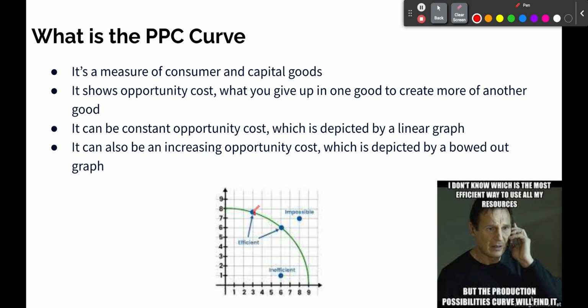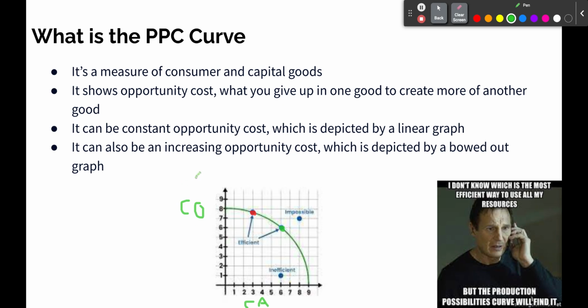Here we can see two dots, this one and this one. In this situation, let's say that the y-axis is consumer goods and the x-axis is capital goods. Basically, initially, you were creating 8 consumer goods for 3 capital goods. Now, you're creating 6 consumer goods for 6 capital goods. So, you're giving up 2 consumer goods for 3 capital goods. This makes your opportunity cost 2/3 per unit.